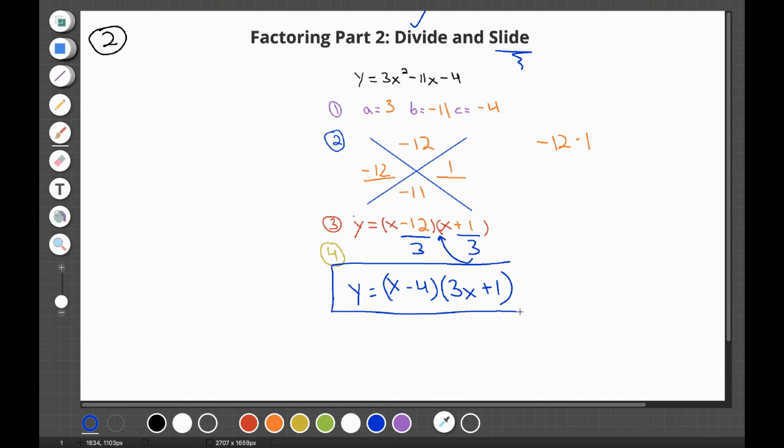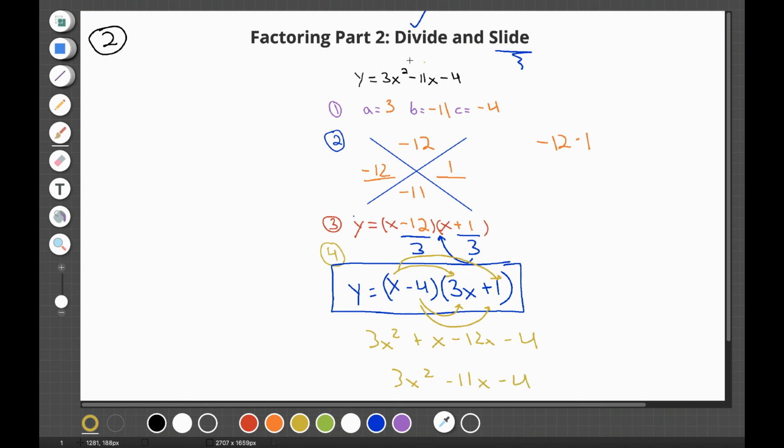All we're doing today is focusing on getting the factored form. We don't need to find the zeros or anything right now, just finding this factored form. Let's prove it really quick. If I were to go and distribute this, let's just go backwards. Distribute x times 3x is 3x squared. x times 1 is x. Negative 4 times 3x is negative 12x. Negative 4 times 1 is negative 4. If I combine my like terms, we get 3x squared, x minus 12x is negative 11x, minus 4.